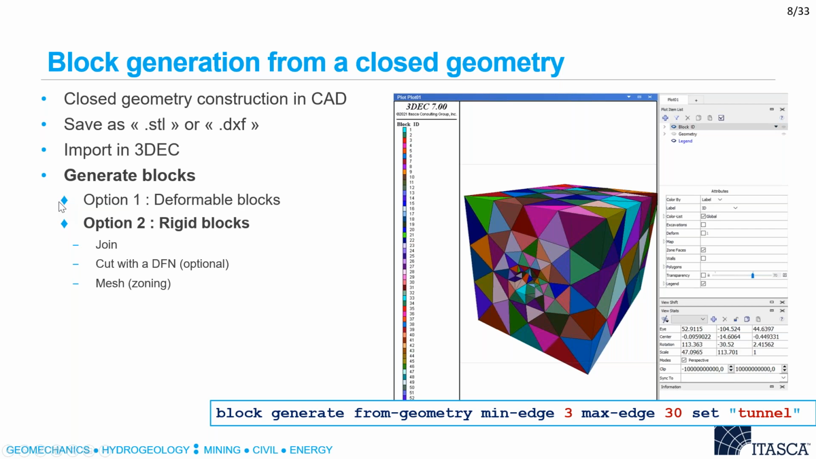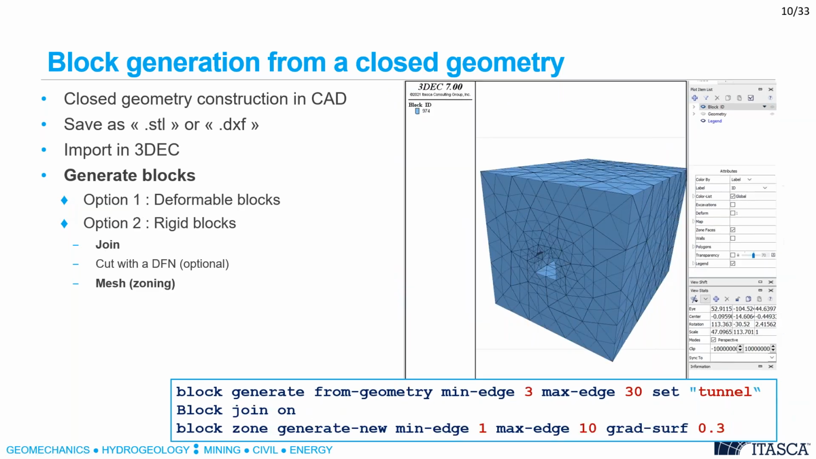Then afterwards, we have different possibilities. We can join these blocks, add some fractures, add an opening, and then mesh it again to have a deformable model. So when I say mesh it, it's the command block zone generate or block zone generate new to make the block model deformable.